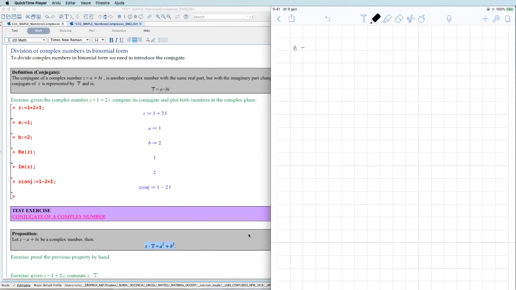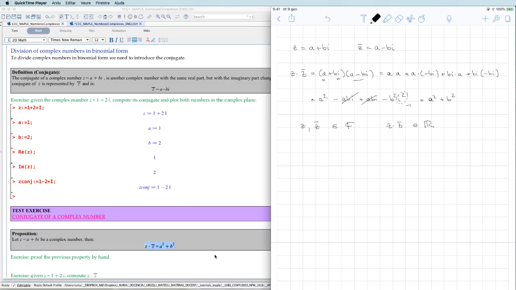So we have z is equal to a plus bi, and its conjugate is a minus bi. So we change the sign of the imaginary part. So when we have z times z bar, we get a plus bi times a minus bi. So now we multiply the first term a by all the second term, so it's a times a plus a times minus bi, and now we move to the second term, bi times a plus bi times minus bi, so we get a squared minus abi plus abi minus b squared i squared. So these two terms cancel, and remember that i squared is minus 1, so we get a squared plus b squared. So we have that z and z bar are complex numbers, but when we multiply them, we get a real number. And this is an important property.